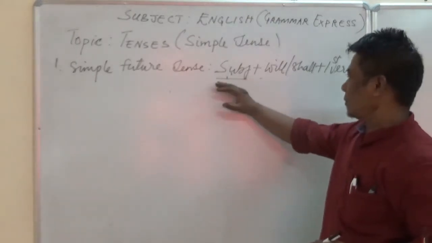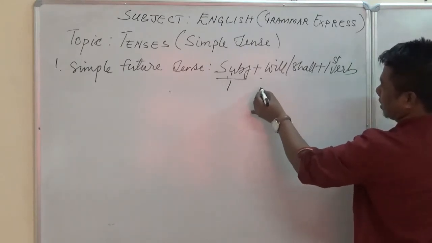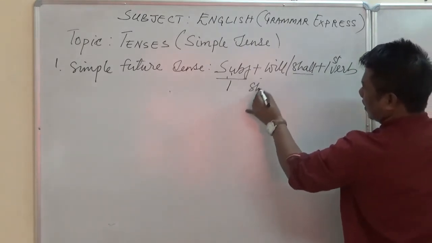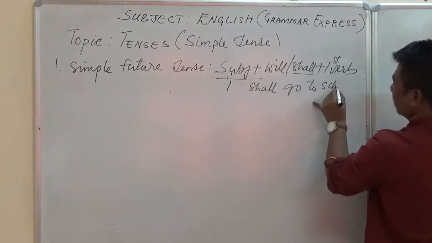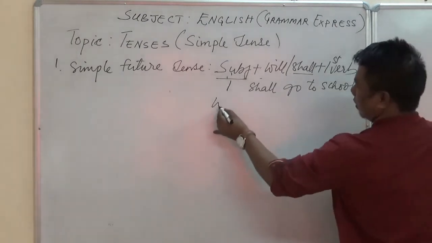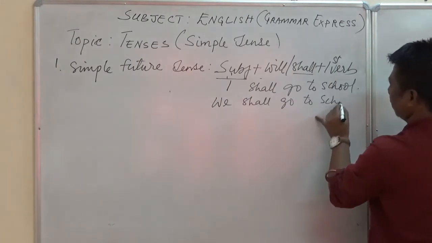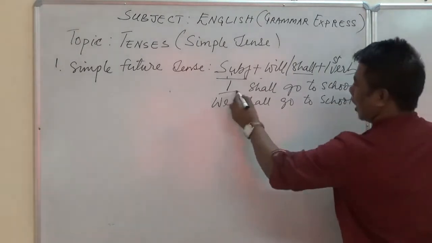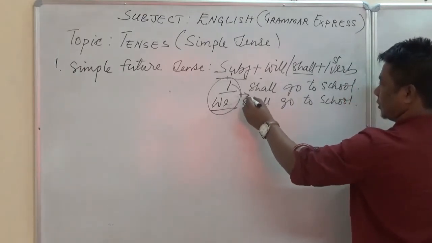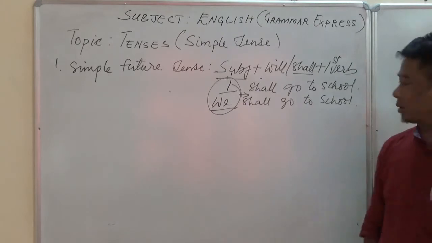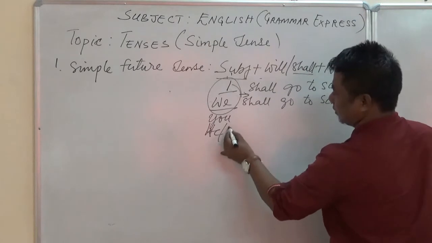If the subject of the sentence is I, then according to the grammar rules, I should use shall: I shall go to school, or we shall go to school. If you notice these two subjects, I and we, shall is used. And for the rest of the subjects, like you, he, or she, will is used.